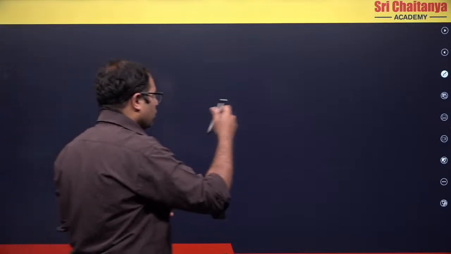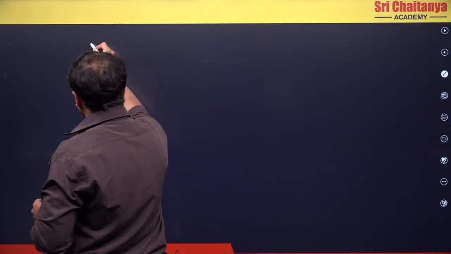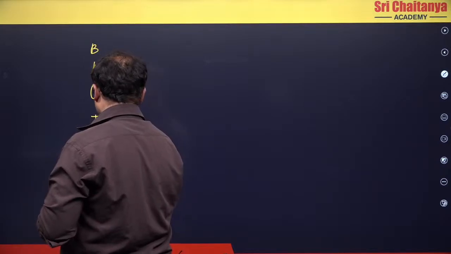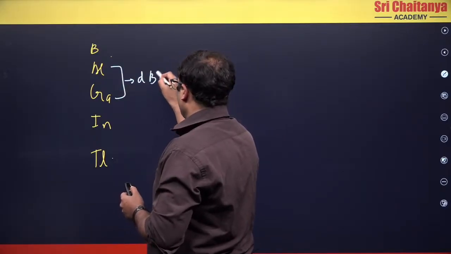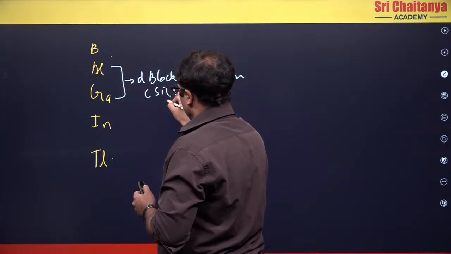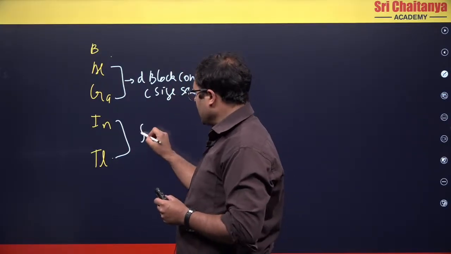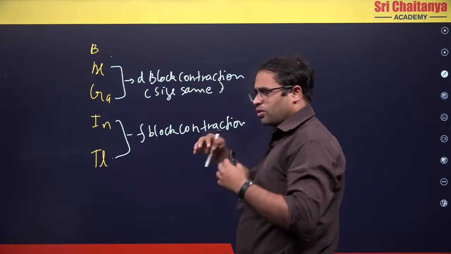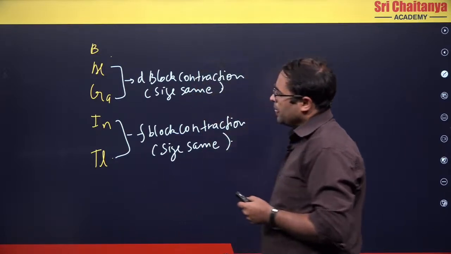So let me just write it down clearly here. Boron, aluminium, gallium, indium and thallium. From aluminium to gallium, what works? D block contraction, due to which size is same. From indium to thallium, what works? The f block contraction. Contraction is that, okay, it was this much, it contracted. So again the size is same, right?